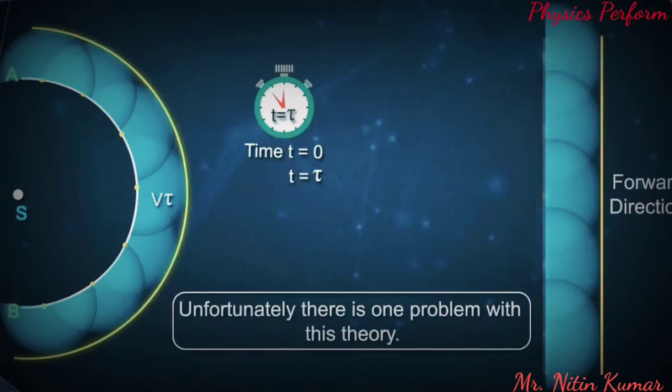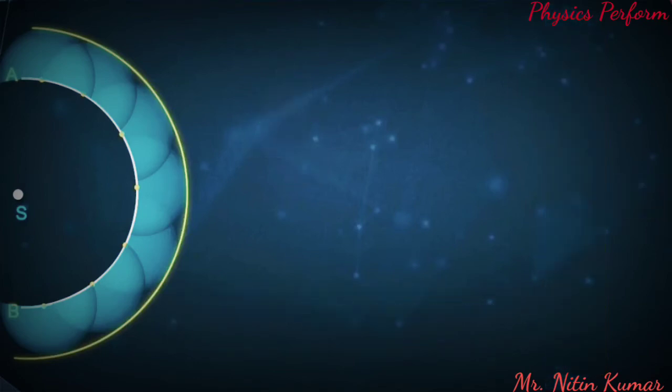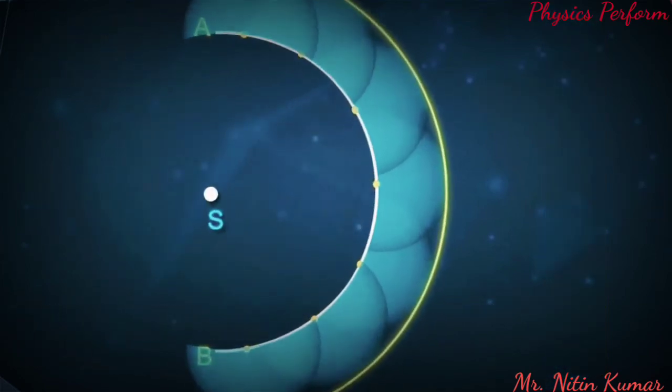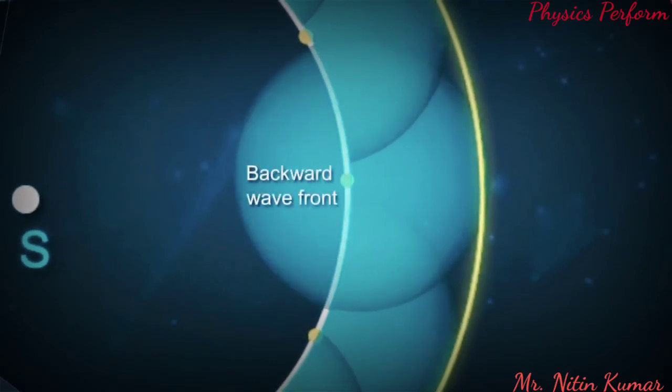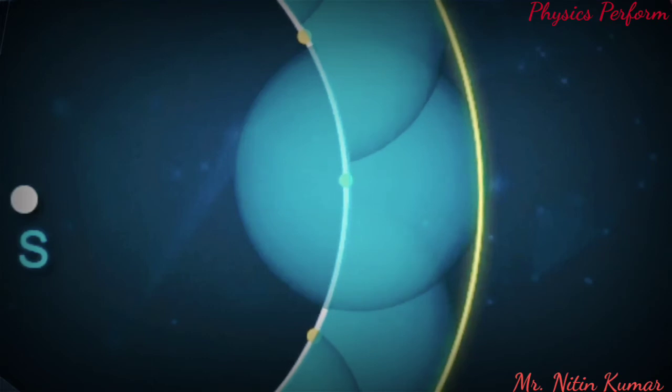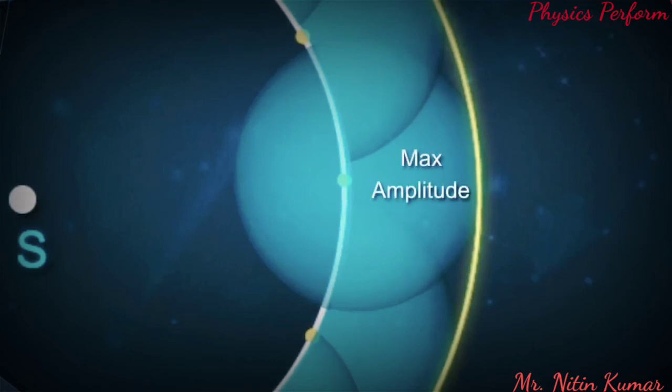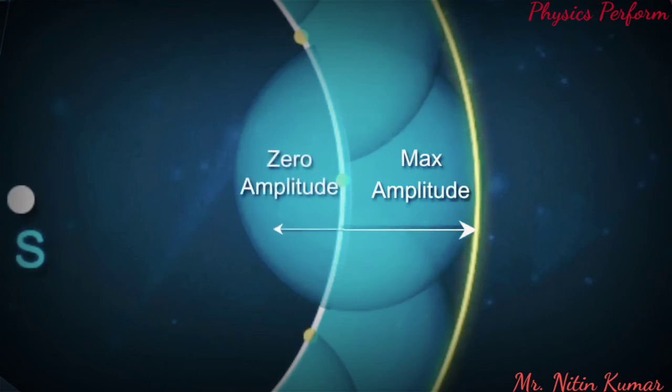Unfortunately, there is one problem with this theory. Since the secondary wavelets are spherical, it will not only generate forward wavefront, it will also generate backward wavefront. But in practice, we do not find any back wave. To correct this problem, Huygens suggested that amplitude of secondary wavelets is maximum in the forward direction and 0 in the backward direction.